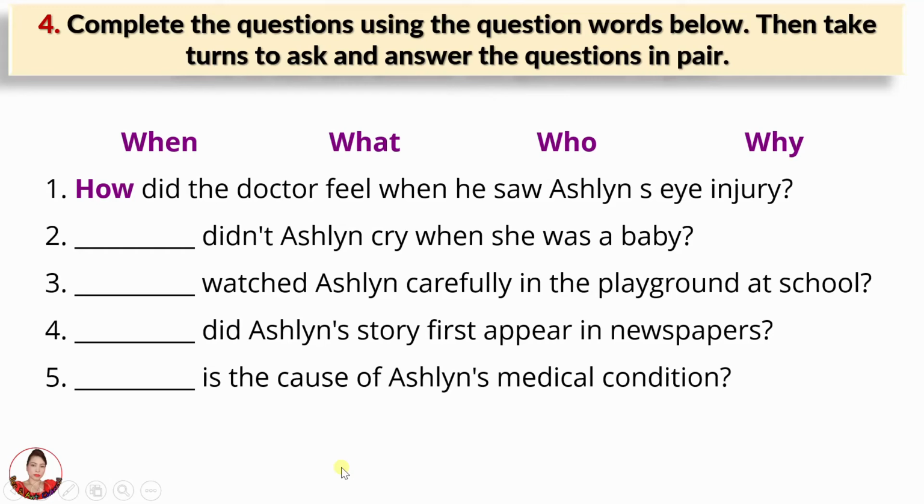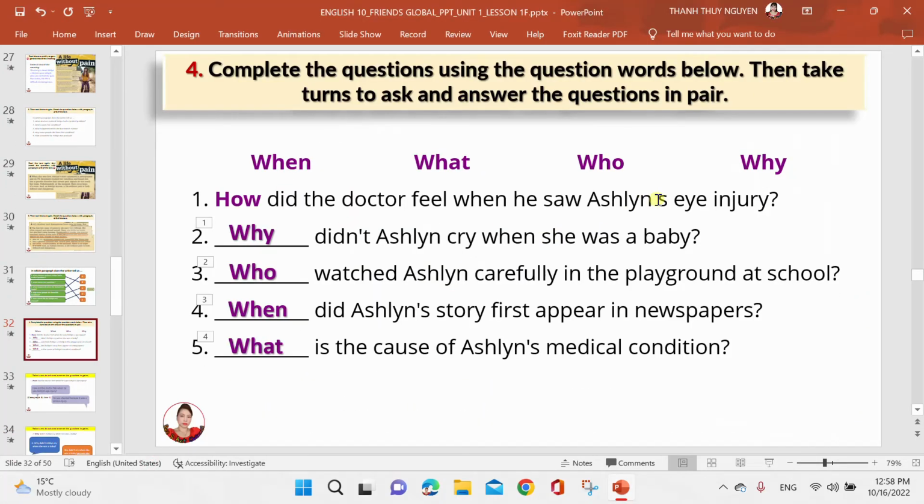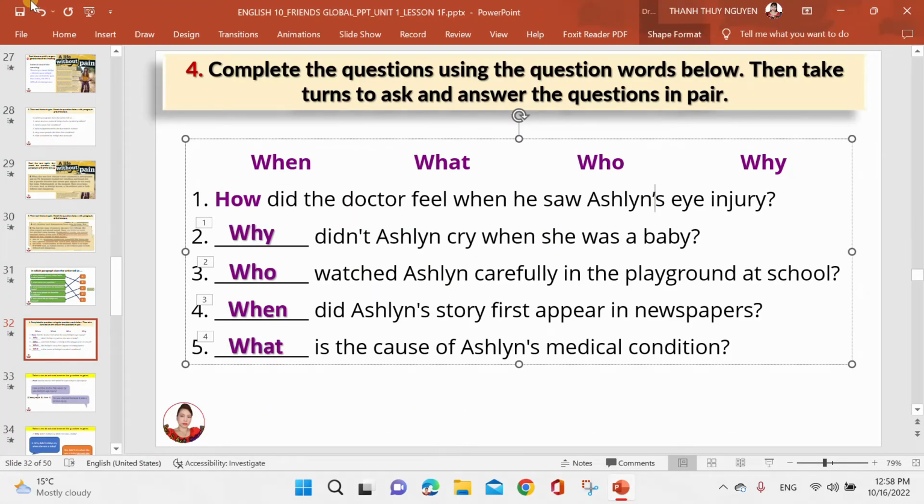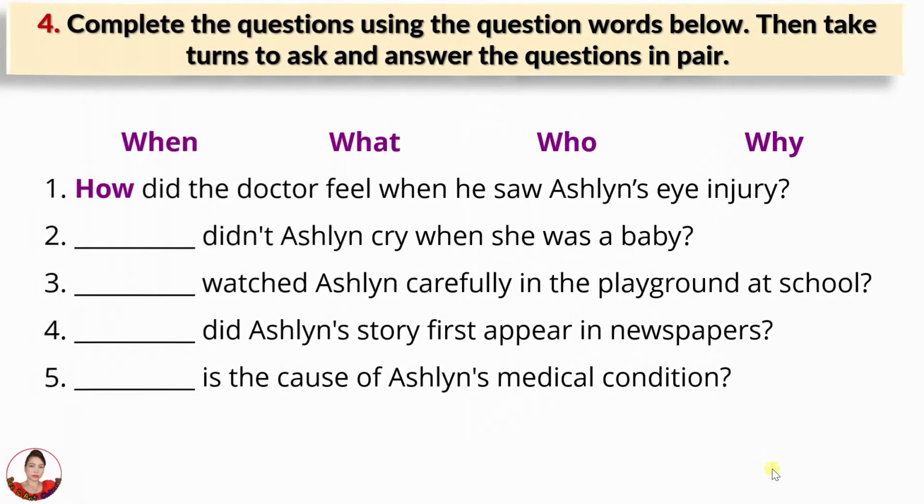Number 4, complete the questions using the question words below. Then take turns to ask and answer the questions in pairs. We have the question words when, how, when, what, who, why. Number 1, it's done already. How did the doctor feel when he saw Ashlyn's eye injury? Okay, typing mistake: Ashlyn's eyes.